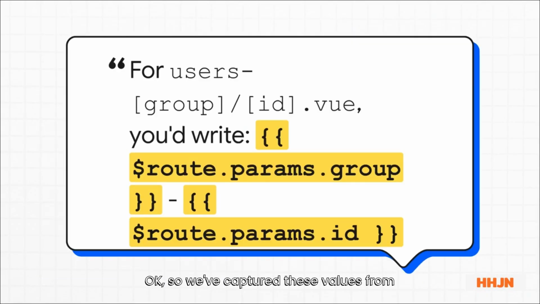Okay, so we've captured these values from the URL. Now what? How do we actually use them? Well, inside your page component, Nuxt automatically gives you access to a special route.params object. So for a crazy file name like users-[group]/[id].vue, you can just grab group and id directly from that object. It's right there, waiting for you.